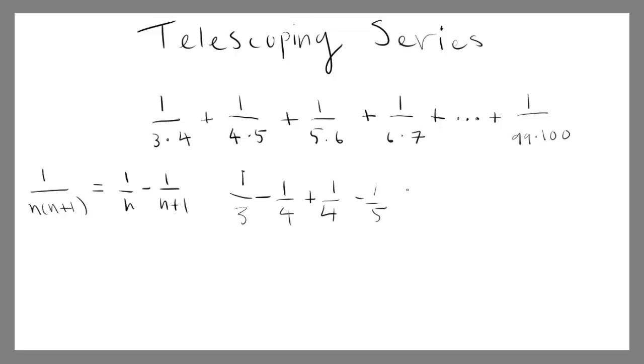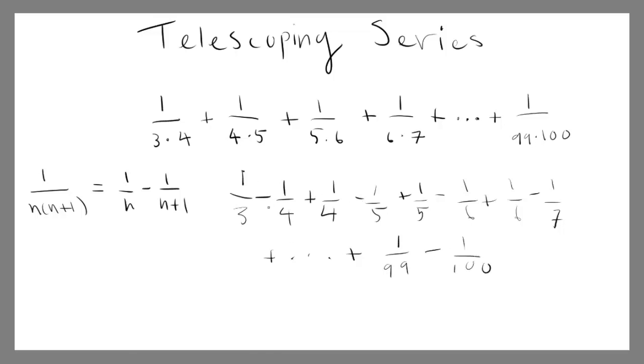All right, 1 over 5 times 6 is going to be equal to 1/5 minus 1/6. And 1 over 6 times 7 is equal to 1/6 minus 1/7. Now this is going to keep going on until we get to 1 over 99 times 100. That's going to be equal to 1 over 99 minus 1 over 100.